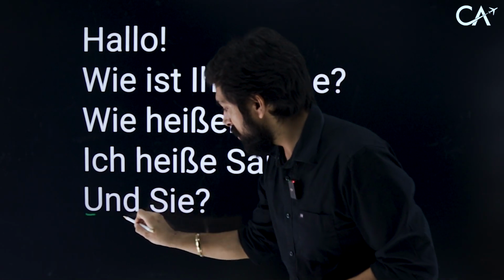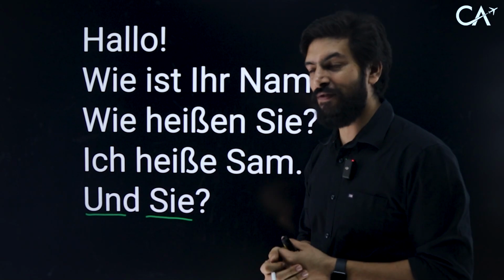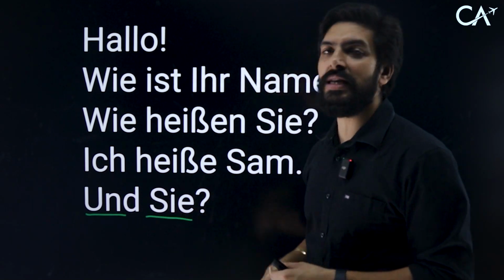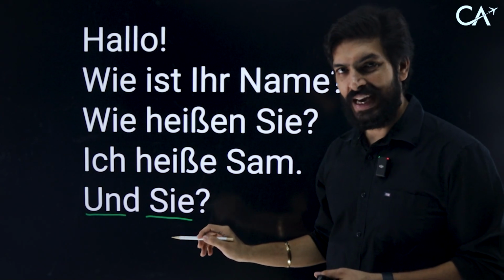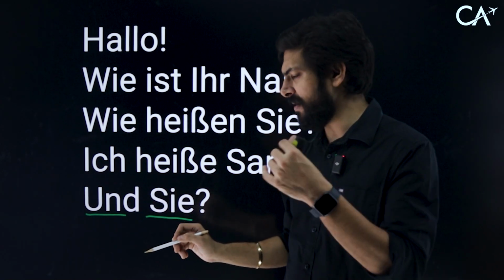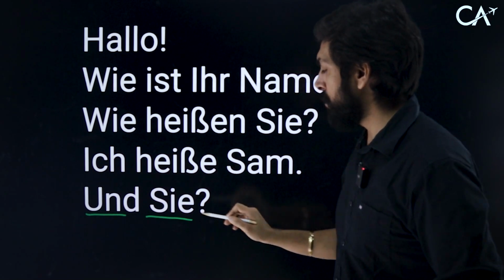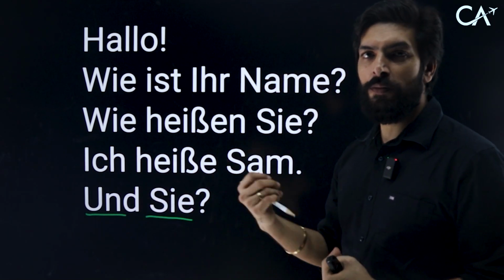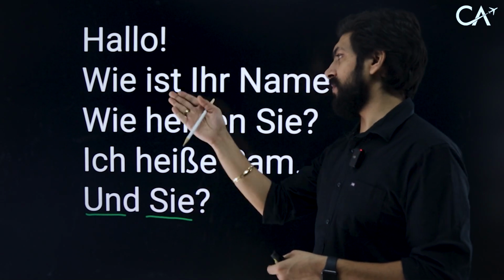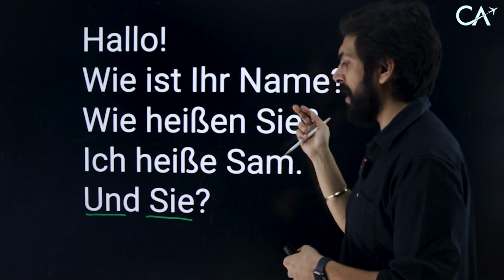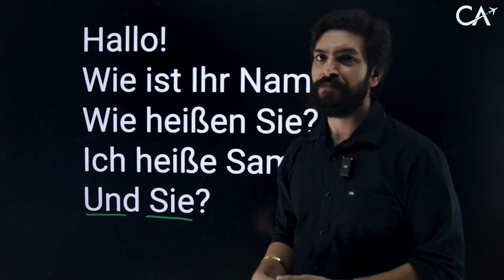Und du, we said und du, remember that? In the case of formal, here we say und Sie. Sie is the formal form of you. Und Sie, try to remember the pronunciation and copy it. Ich heiße Sam, und Sie, and you, right? Then you can go with und Sie, or you can say und wie ist Ihr Name, and what is your name? You can say that too, right?